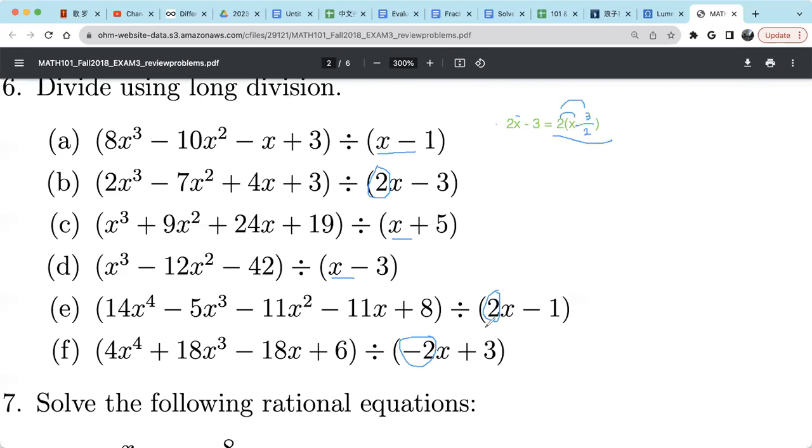So we're going to do the same thing for E and F. For E, we're going to write it as 2 times x minus half. For F, we're going to factor out negative 2: negative 2 times x minus 3 over 2. All right. So in the right form, now we do the same thing. We make this sign. We locate the coefficients, which are 2, negative 7, 4, and 3.